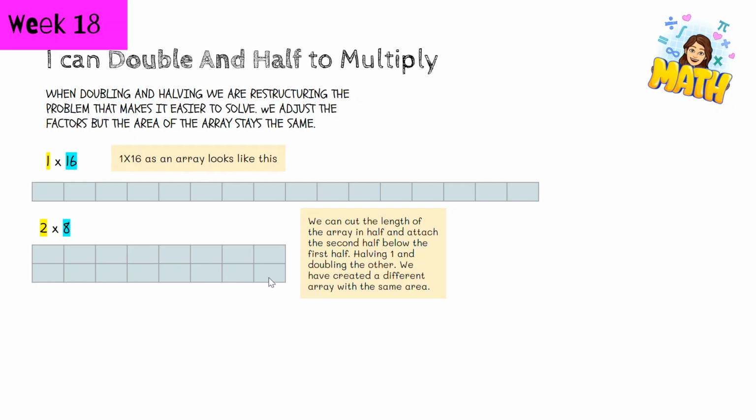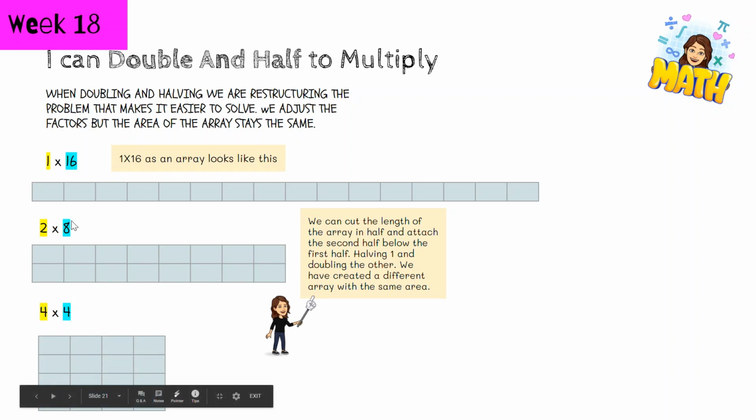Now we can cut it in half and double it again so that it looks like this: 4 times 4. We halved 8 to make 4, and we doubled 2 to make 4. So every time you do this, you are not changing the answer of the equation; you're just finding different factors of the equation that still have the same answer.